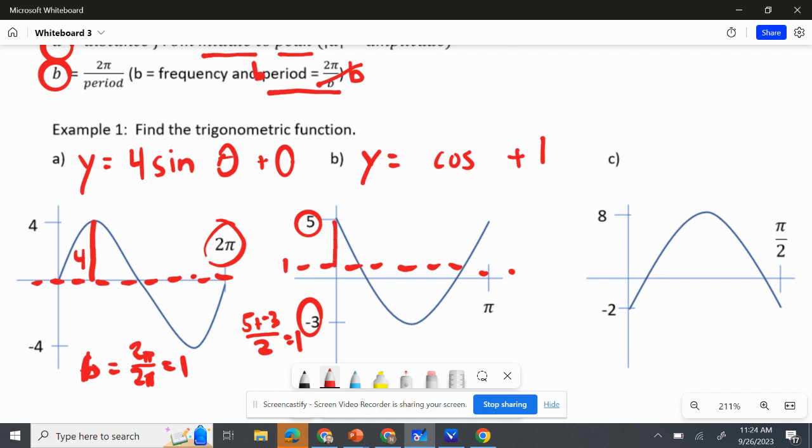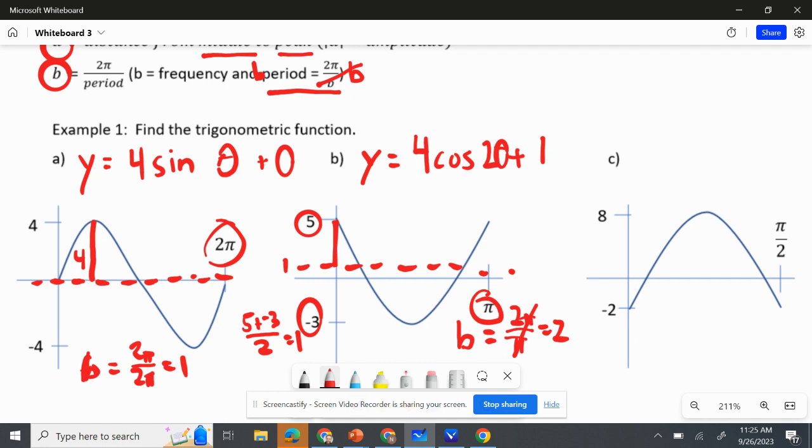From the middle to the peak, from 1 to 5 is 4. So that means my A value is 4. And when I'm trying to find my frequency, my B value, I take 2 pi divided by whatever the period is. In this case, it's pi. And so my answer is 2. So I'm going to put 2 theta.